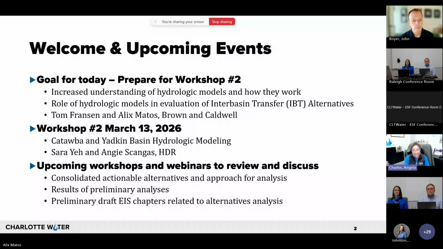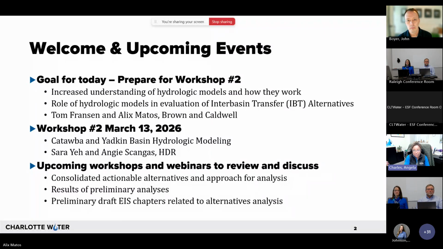And at the same time, the Catawba Water Management Group has been developing the Catawba Basin model. This model is a key piece in our environmental impact statement work. It helps us evaluate how river systems perform under different conditions. It tests future scenarios, and it gives us a better understanding of the long-term water supply resiliency of the Catawba River.